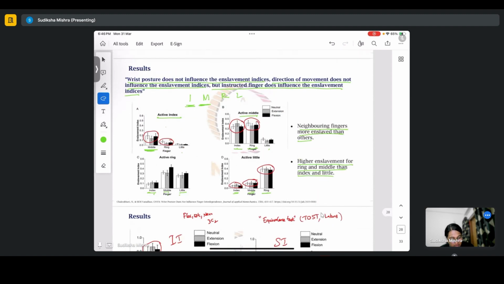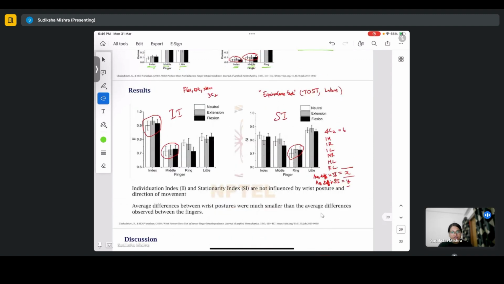So there are no apparent differences between the three conditions, however. Between these three conditions, if at all the wrist posture was to control the enslavement, then there would be very large differences between the neutral, extension, and flexion conditions of the wrist.